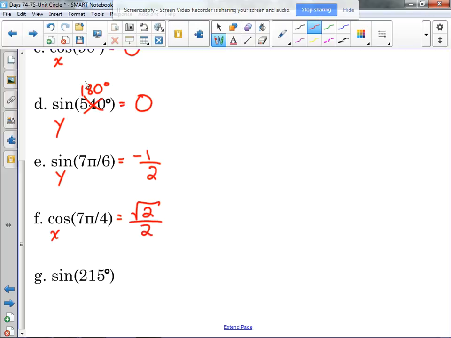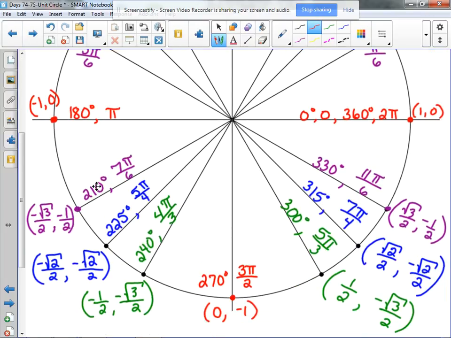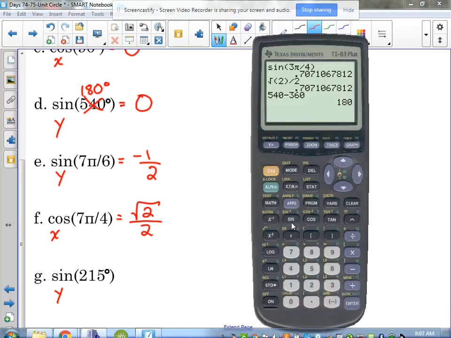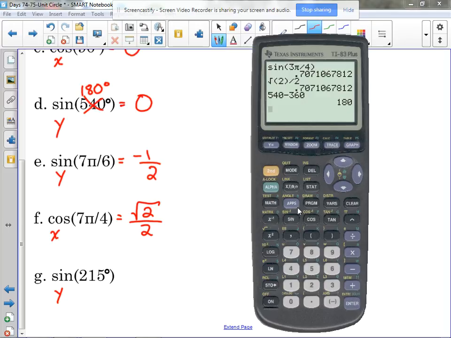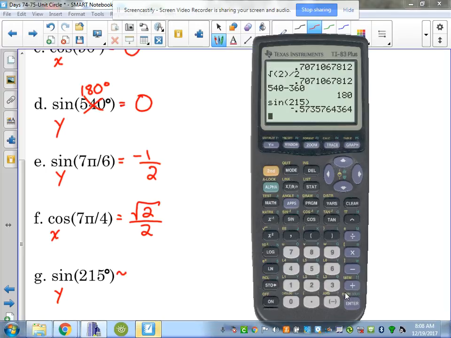Okay, and then the last one, G, we've got the sine, which is y, of 215 degrees. Is 215 degrees on our unit circle? No, we've got 210, we've got 225. So guess what? If they ask you something about an angle that's not on the unit circle, you have to use your calculator. So this is degrees. So you have to change the mode to degree mode, or it will not give you the right answer. Okay, the sine of 215 is approximately negative 0.574.